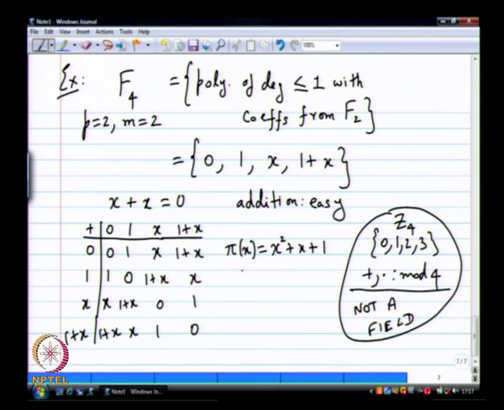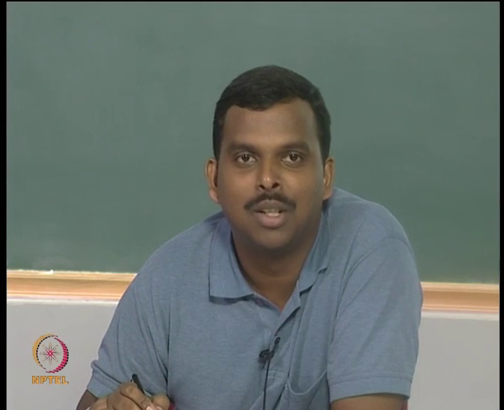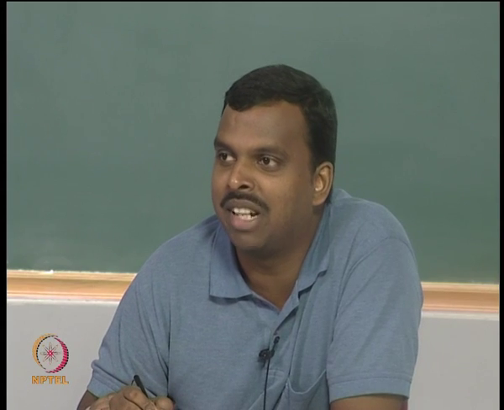Remember, when you do modulo pi of x, you are thinking of pi of x as equal to 0. When you do modulo something, it's roughly the same as thinking pi of x is the same as 0. So x squared plus x plus 1 is equal to 0. If that is 0, what is x squared? Minus x minus 1, but that's the same as x plus 1. So x squared equals x plus 1. That is the magic mantra to use.